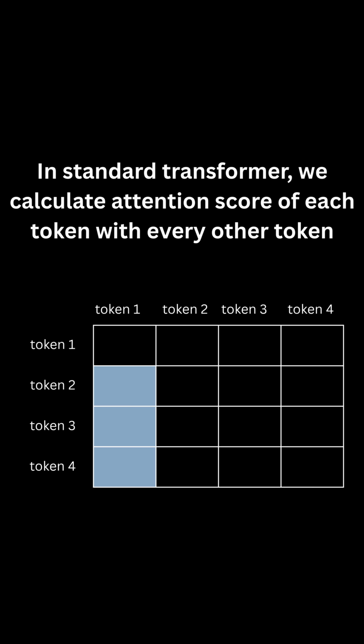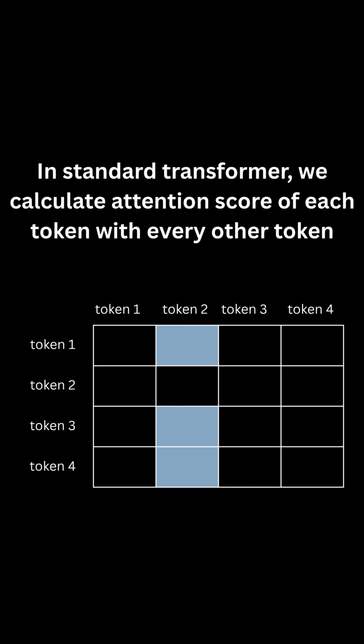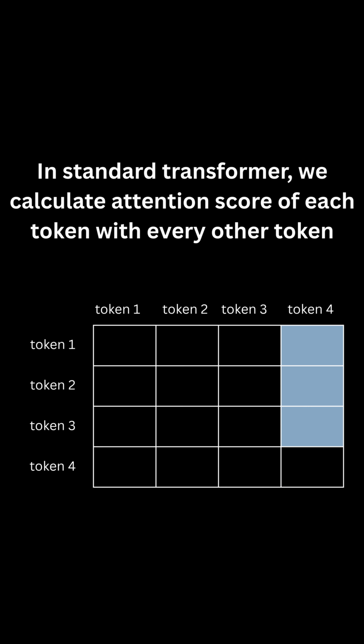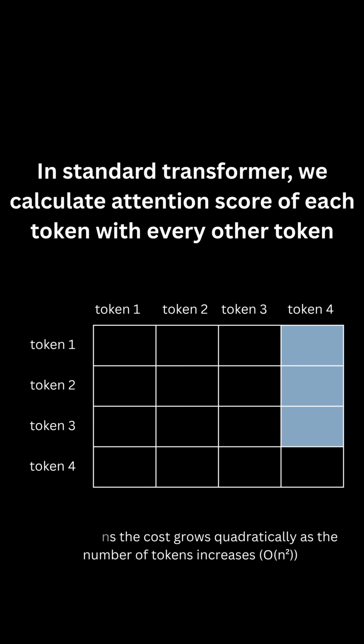In a transformer, we calculate the attention score of each token with every other token in the sequence. For example, token 1 attends to token 2, token 3, and token 4. Token 2 attends to token 1, token 3, and token 4. Token 3 attends to token 1, token 2, and token 4. Token 4 attends to token 1, token 2, and token 3. This means the cost grows quadratically as the number of tokens increases, in order of n squared.